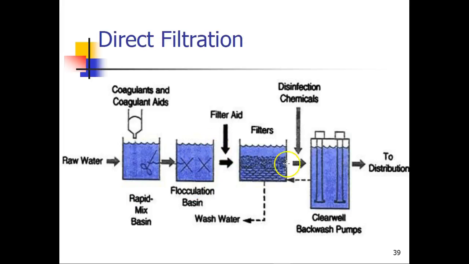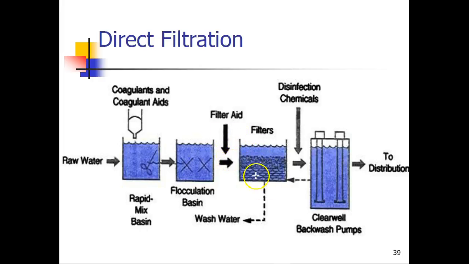So here's direct filtration. Direct filtration is something that we use with our well water, our groundwater. We have our raw water coming in, coagulants and the coagulant aids, rapid mix basin. Again, you add the stuff in, it mixes up real quickly. Then it goes to the flocculation basin where it's got to really slow down because we're trying to get it to clump together, and if we don't slow it down, it'll all start breaking apart. We have our filter aids, which again could be chemicals that we're adding in.